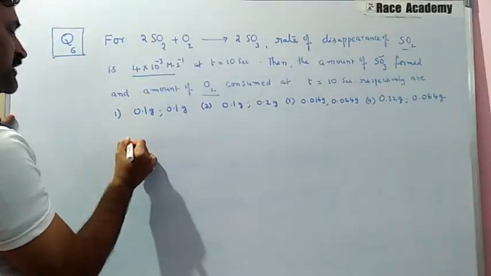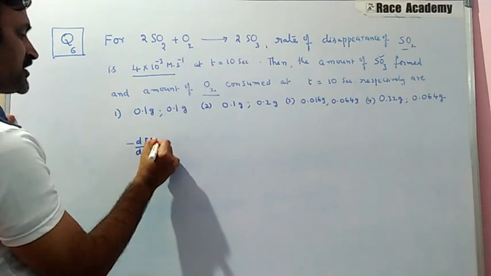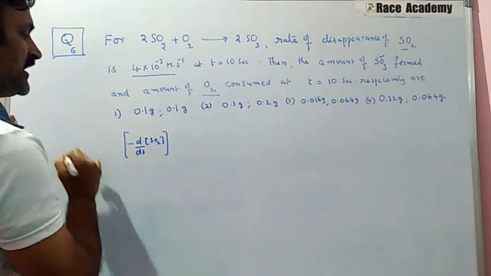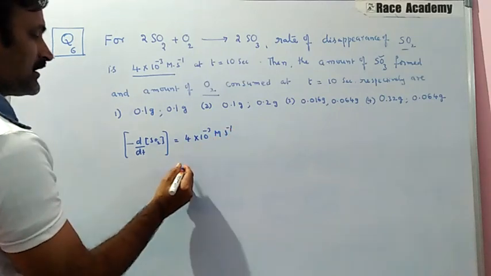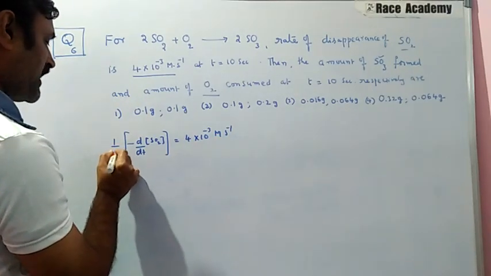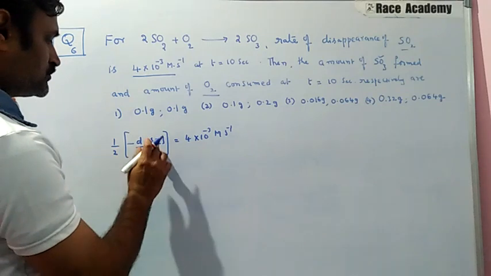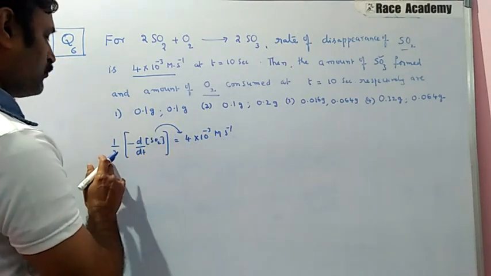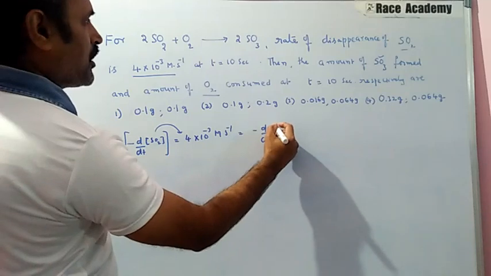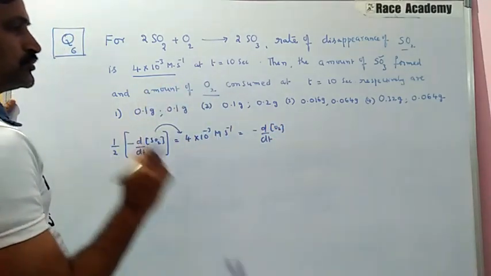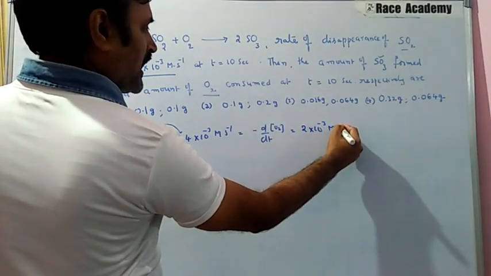With respect to SO2, the rate of disappearance is minus d by dt of concentration of SO2, which equals 4 into 10 power minus 3 molarity per second, given at t seconds. The coefficient is 1 by 2. So 1 by 2 of this value, from the equation, equals minus d by dt of concentration of O2. That is 1 by 2 of 4, which is 2 into 10 power minus 3 molarity per second.